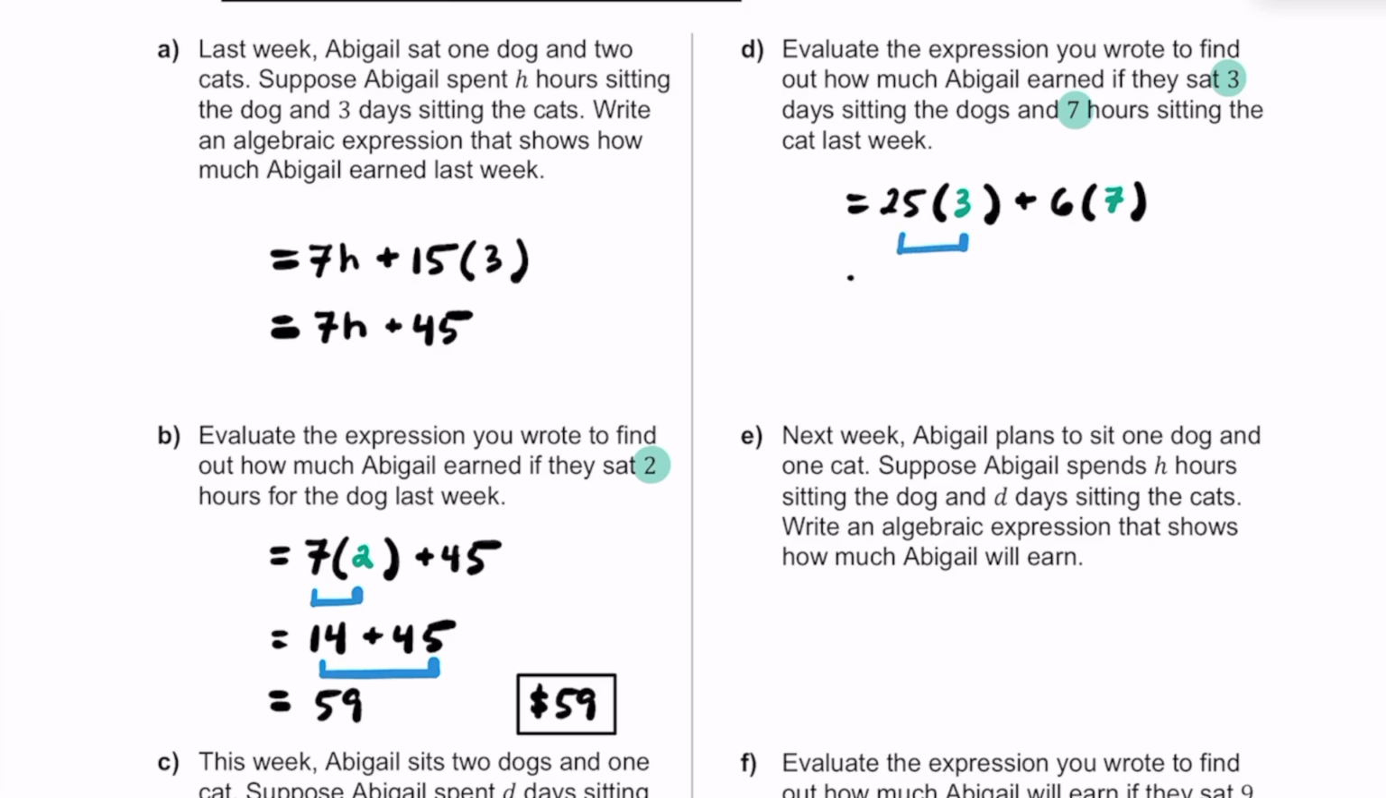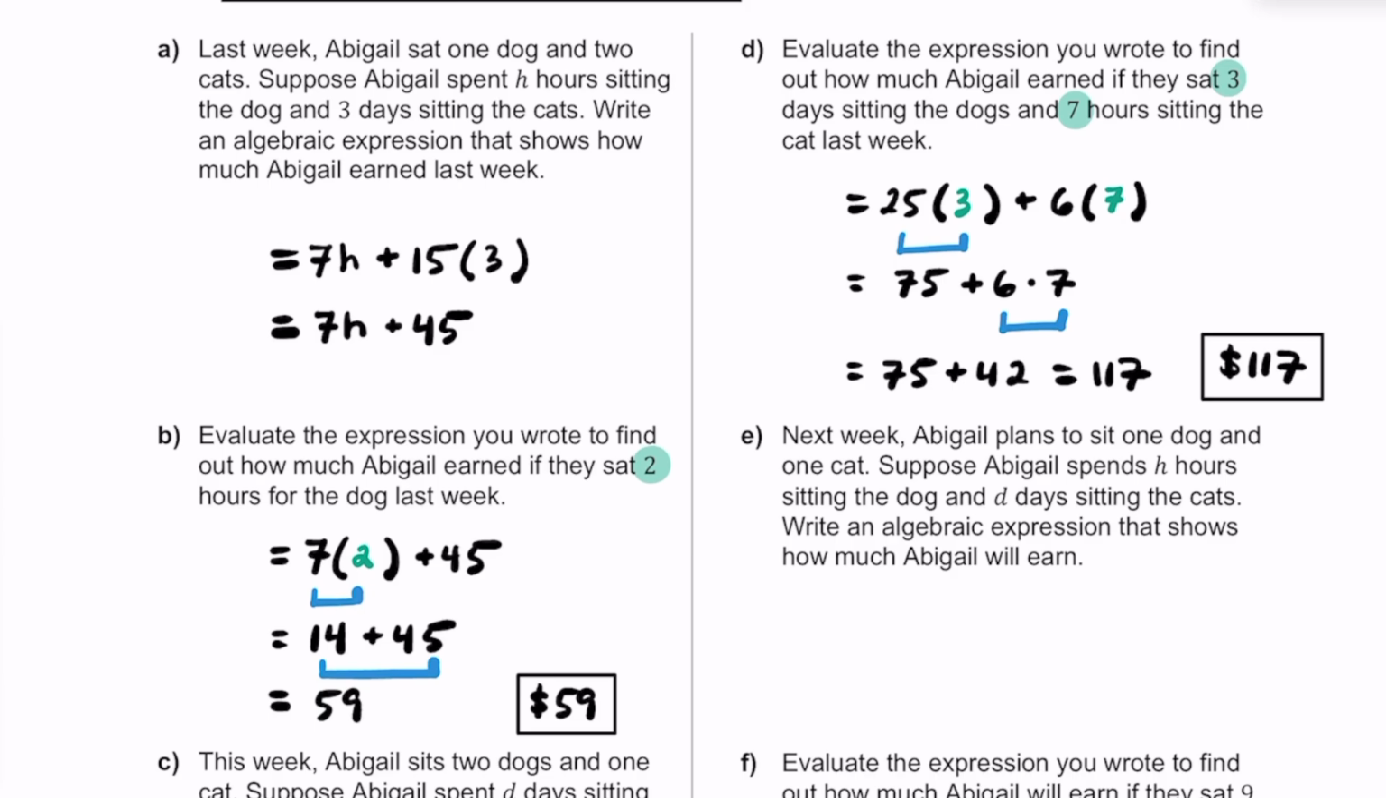So 25 times 3, that's going to be $75 from the dogs, plus we have 6 multiplied by 7. And then how much is Abigail making from the cat? Well, 6 times 7 is going to be 42, so it's $75 plus the $42. We're looking at a total of 117. So we know that in total in this scenario, Abigail would make $117. That would be our answer.